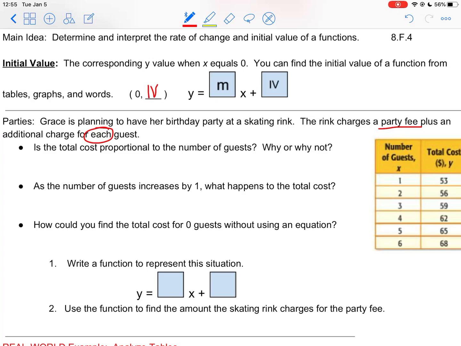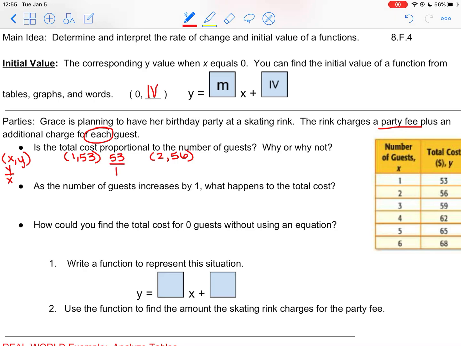The first thing we want to know is, is the total cost proportional to the number of guests? Whenever we were trying to see if something was proportional or not, we took a single ordered pair and did y divided by x. If all of those ratios matched, that made it proportional. So from this table, let's focus on those first two ordered pairs, 1, 53 and 2, 56. I'm going to check the ratio of these first 2 points to see whether it's proportional or not.